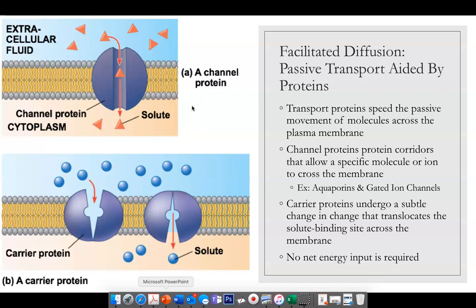What classifies it as active or passive is the direction the particles are being moved in, and whether or not there is an energy requirement. Please don't forget that.